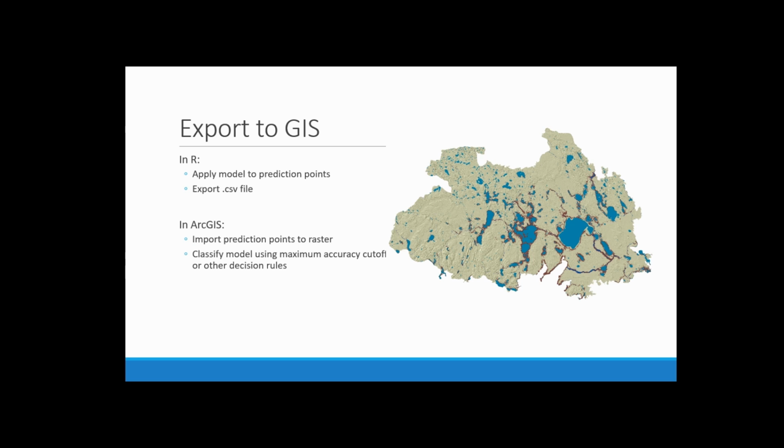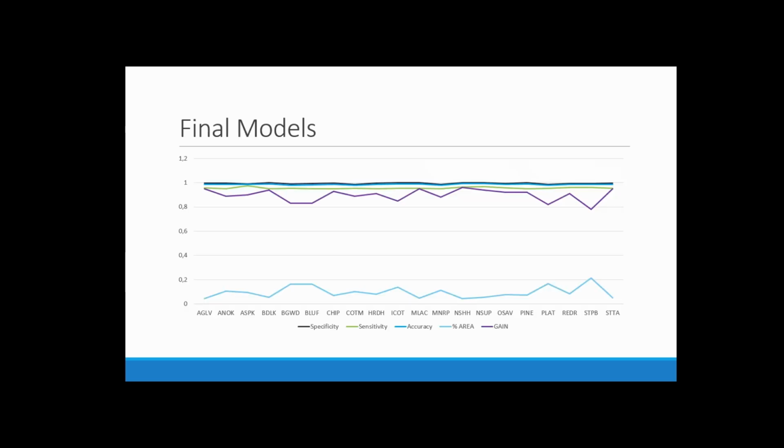So we ended up, to be consistent across the state, using our 95% decision rule for classification rather than the maximum accuracy cutoff. We still have very high accuracy, very high rates of true positives, obviously 95% true positives, and in the 90s% of true negatives. So this shows the accuracy of our final models after they're classified.